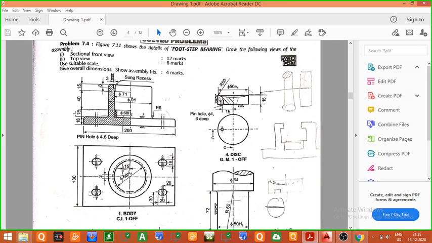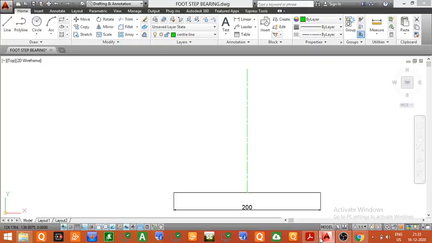Now in the next step, we will draw this vertical line. You can see this vertical line of length 18 mm. So from the two ends, both on the left hand side and right hand side, you have to draw a vertical line of length 18 mm. So now we will draw vertical lines of length 18 mm on both sides. So 18, 18.